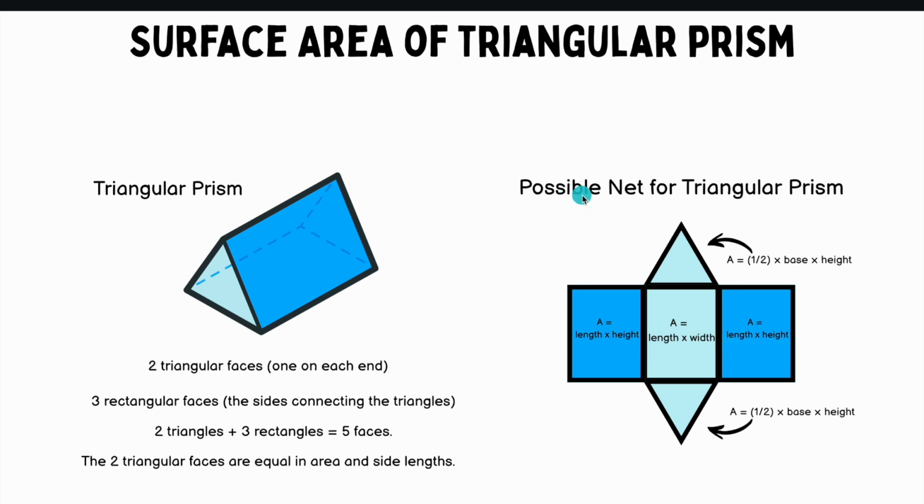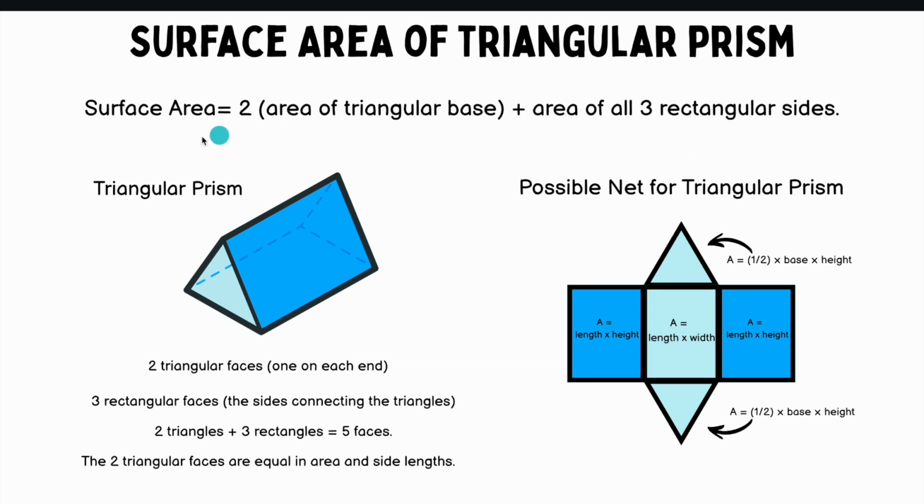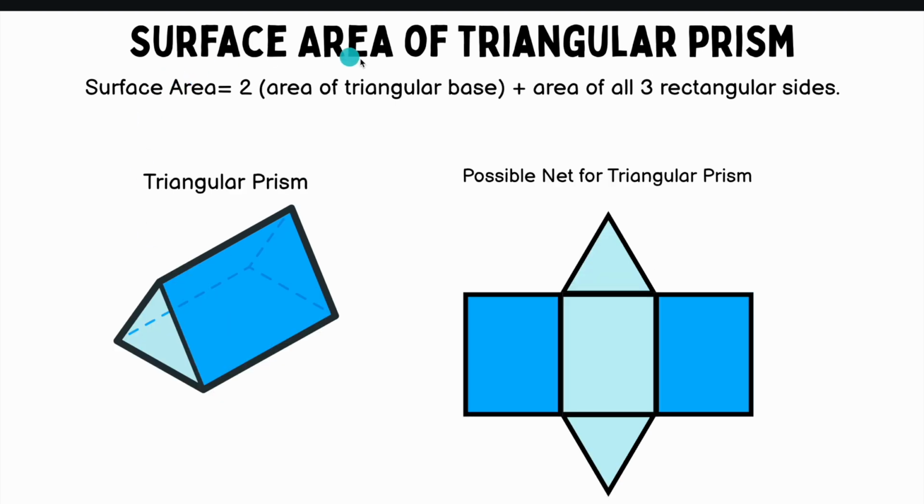This shows a possible net for a triangular prism, which helps us come up with the formula. Surface area equals 2 times the area of the triangular base, 1, 2, 2 times, plus the area of all three rectangular sides, 1, 2, 3. Let's find the surface area of this triangular prism.